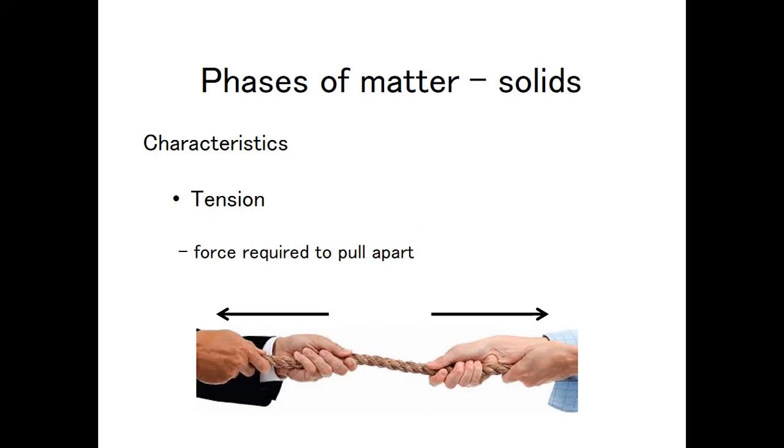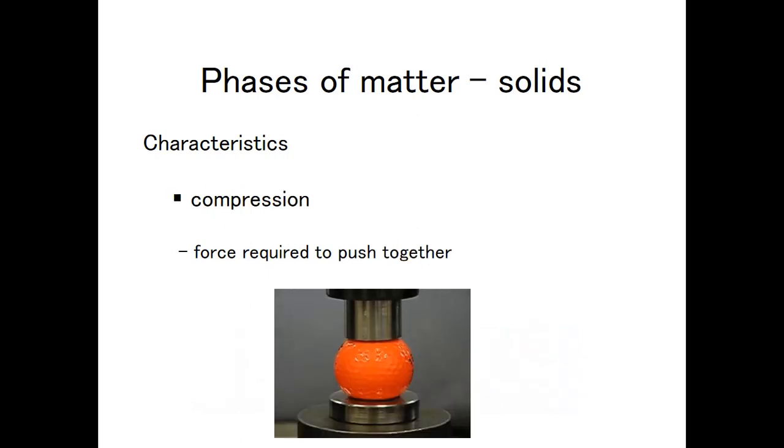So to decrease the amount of tension felt in an object, whether it's a rope, a chain, a wire, the thicker it is, the bigger cross-section it has, the less tension or the less stress that's going to occur in it.